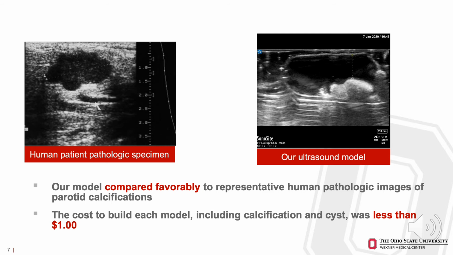As you can see on our image as well, might be hard to make out, but we were able to utilize measurements within the ultrasound machine to measure the depth of the calcification, the height and length of the calcification itself, and ask students to report that data to us as well. So our model did compare favorably to representative human pathologic images of parotid calcifications, and the cost to build each of these models, including the calcification and the cyst, was less than $1. Again, comparing that to in excess of $1,000 or more for commercially produced models.